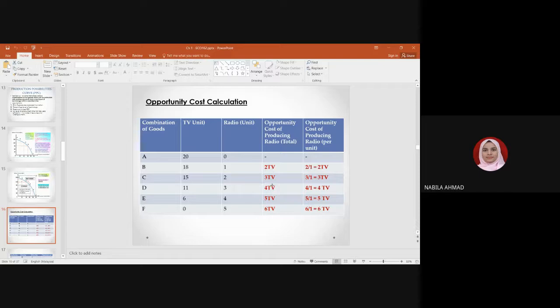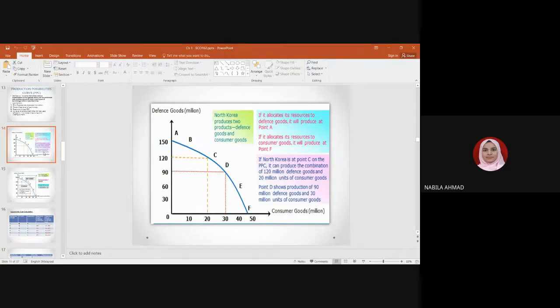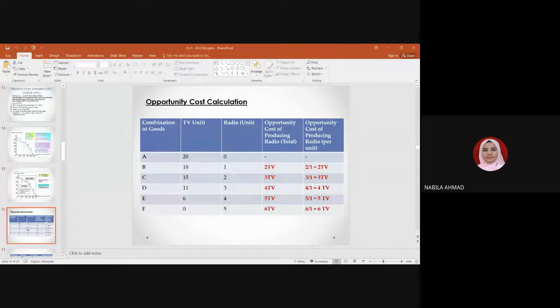So kita tengok 2, 3, 4, 5, 6. Opportunity cost dia meningkat kan? Jadi kita kata this is increasing opportunity cost. Increasing opportunity cost. Right? Okay. So kita nak lukis PPC ni. Kita nak jadikan macam ni. Okay. So kita kena lukis.